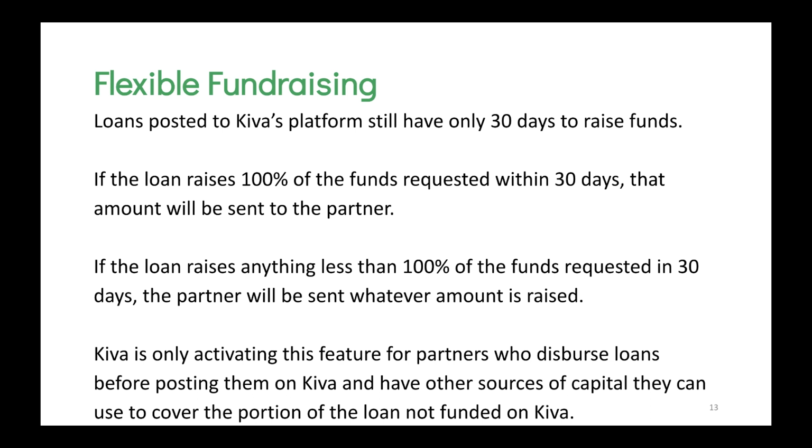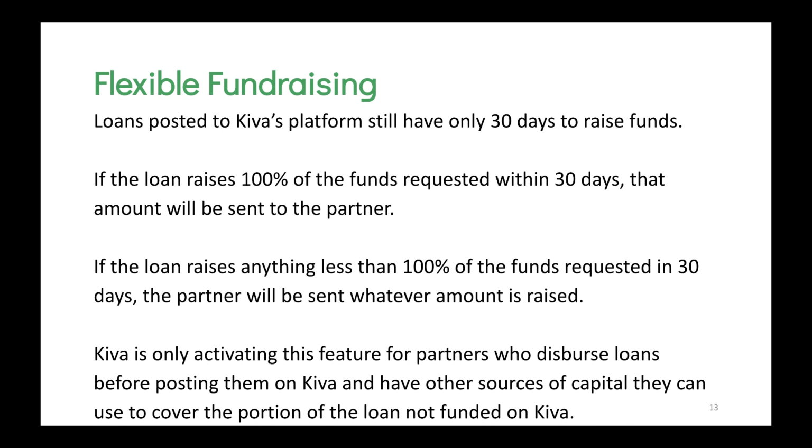If the loan raises 100% of the funds requested within 30 days, that amount will be sent to the field partner. If the loan raises anything less than 100% of the funds requested in 30 days, the partner will be sent whatever amount is raised. Kiva is only activating this feature for partners who disperse loans before posting them on Kiva and have other sources of capital they can use to cover the portion of the loan not funded on Kiva.